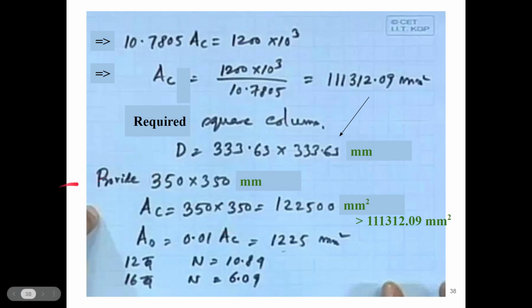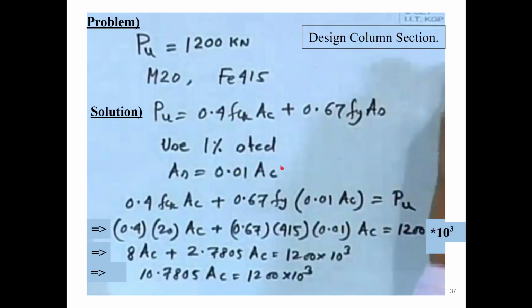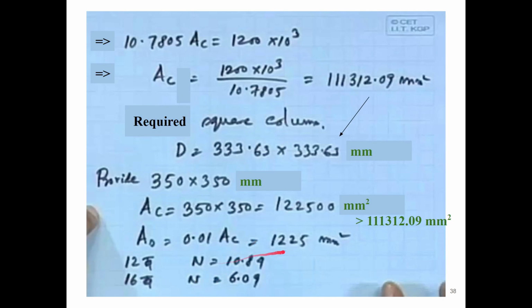We have to provide a dimension which is greater than or equal to this value. So let us make it an idealized one. Let us give a section of 350 by 350 millimeter. That section will have a gross area of around 122,500 millimeter square, which is greater than the required area of 11312.09 mm square. So it is okay. And the area of steel, we assumed it as 1% of the gross area, so it will come to about 1225 mm square.